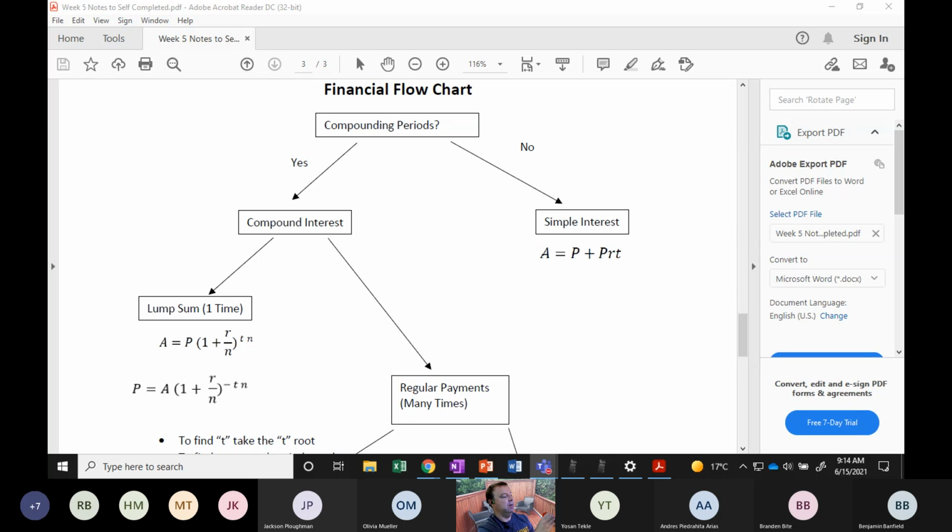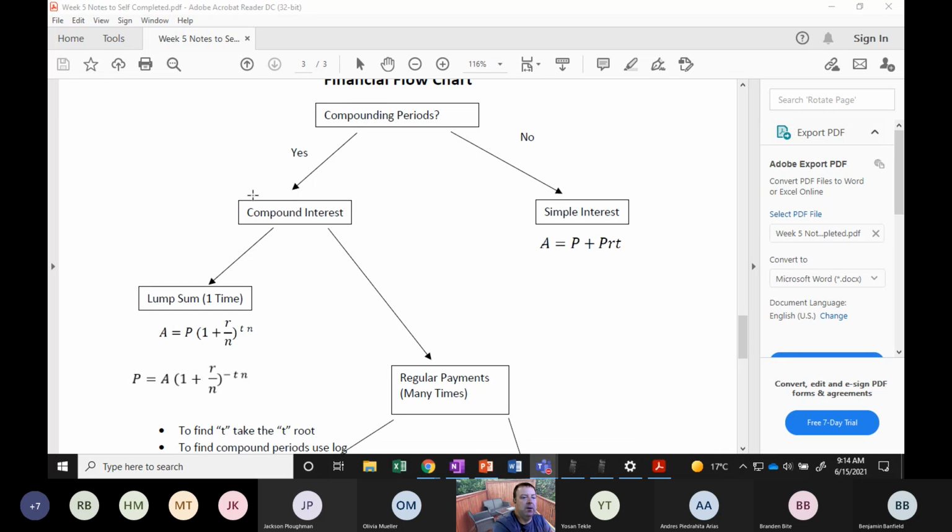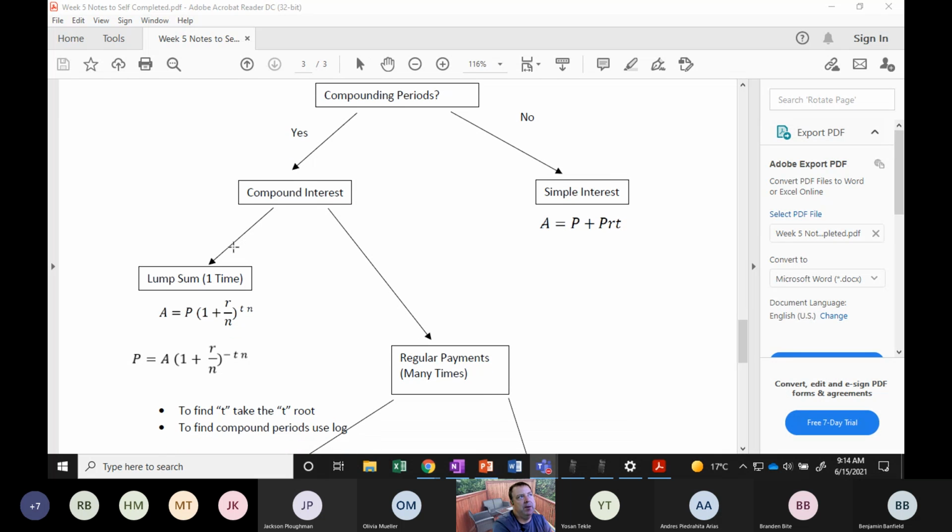calendar to 5. Okay. So if we look at the flow chart here, it asks us, is it compounding periods? Does it have compounding interest? Yes or no? So that's what we dealt with yesterday. Yes, it was compounding, or if it was no, it was simple interest. Now, yesterday we did lump sum payments, as in we invested a whole bunch of money at one time. Okay, how much money will I have in 5 years if I invest $5,000 right now? Okay, or how much money do I need to invest if I get $10,000 in 5 years? How much money do I need to invest? So lump sum means like a one-time payment.